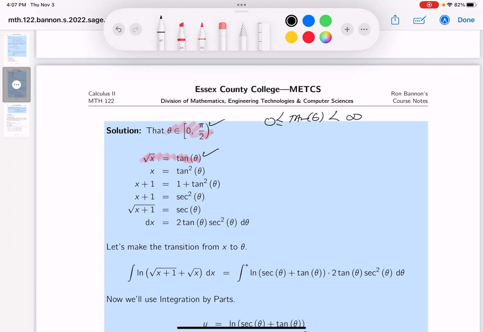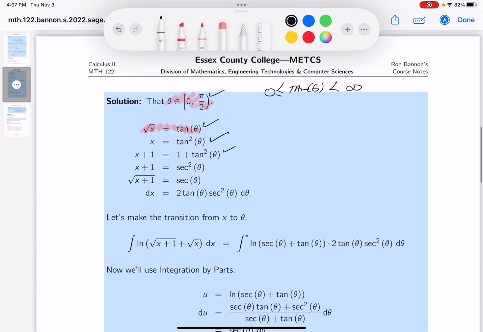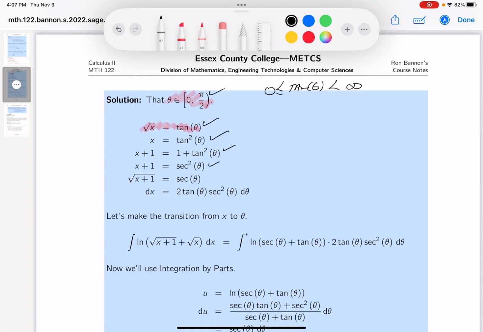And then, what are you going to do over here? I square both sides, relatively simple to do. I notice that x plus 1, also relatively simple to do, just adding 1 to both sides of that. And then I notice that 1 plus tangent squared of theta is this thing over here. These are things that I need, by the way. I need these things.